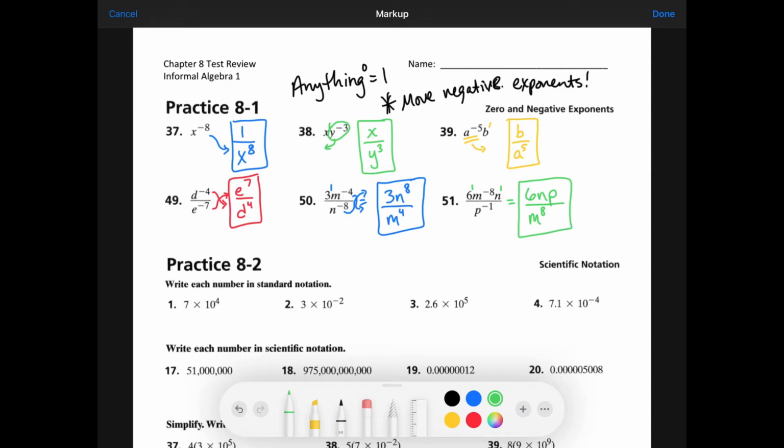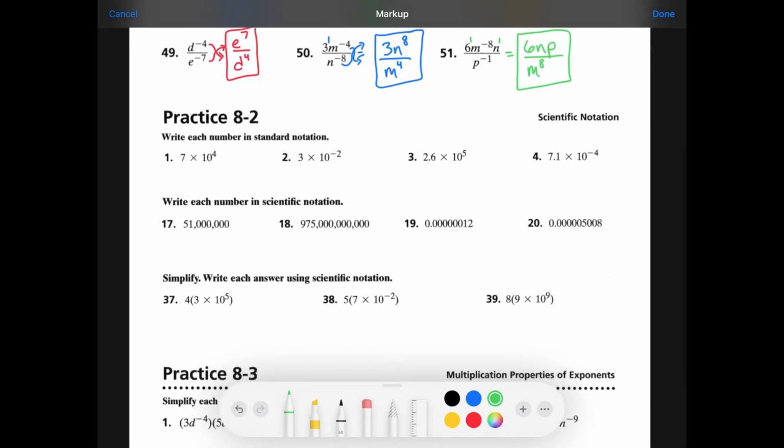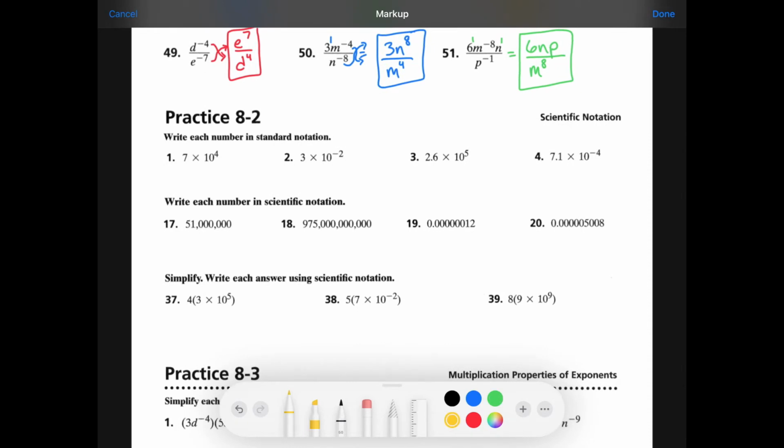All right, scientific notation. Remember, your first number has to be between 1 but less than 10. So 7 times 10 to the 4th, what am I doing? No, silly, I'm just rewriting it.